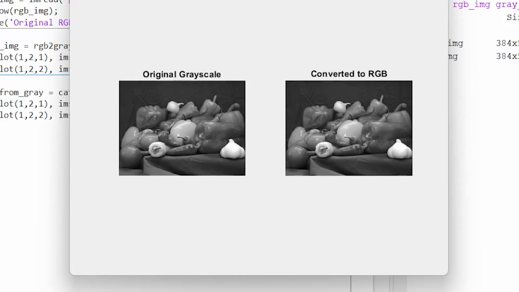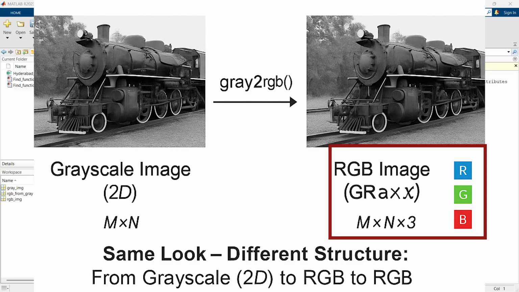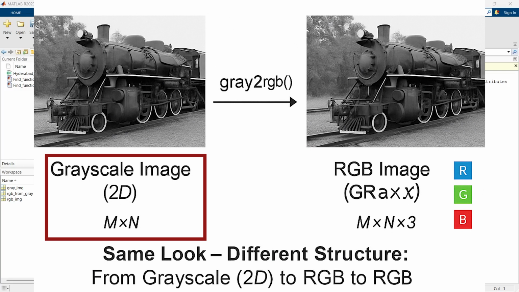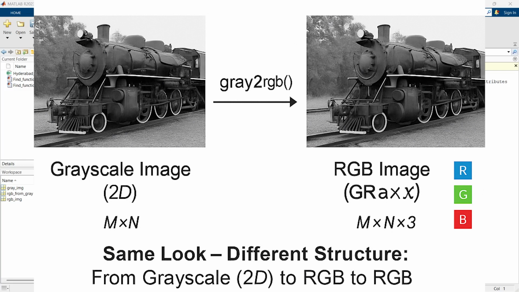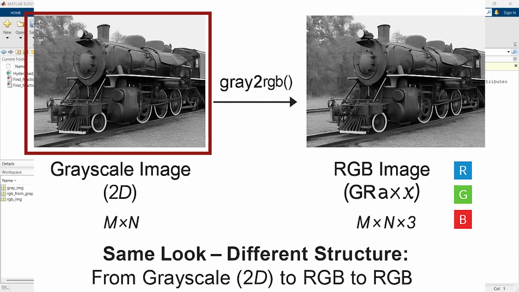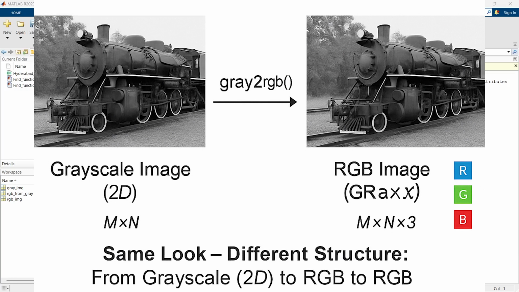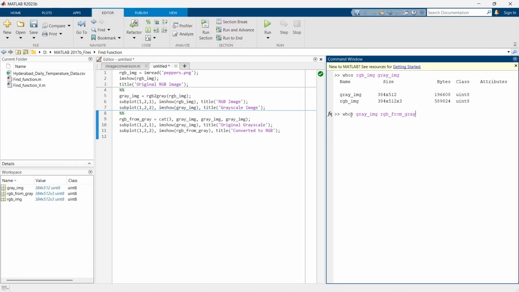Here you can see both the images look identical. This one is our original image and this one is the converted RGB image. Now here in this RGB image, each of the R, G and B channels has identical grayscale values. It will result in a true color image that looks the same as grayscale, but now it is in 3D. Now let's see its properties.